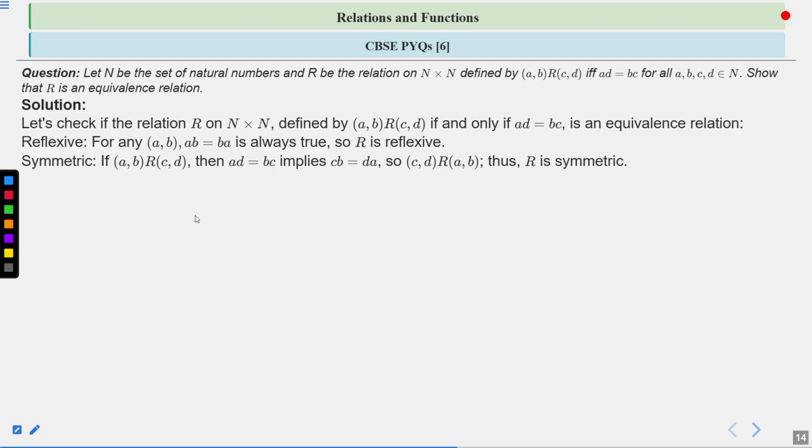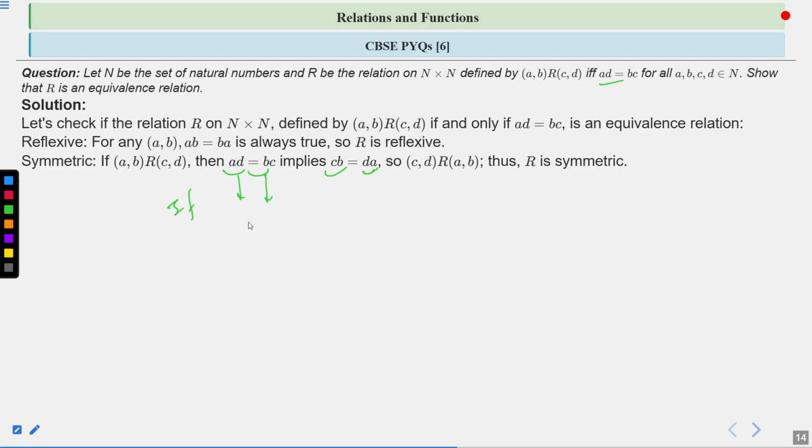Now for symmetric, if (A,B) is related to (C,D), then we can say that AD is equal to BC, right? If (A,B) is related to (C,D), then (C,D) must be related to (A,B). This implies CB should be equal to DA, right? And it is happening. Clear? BC can be written as CB also, right? Because 5 into 3 is equal to 3 into 5, right?